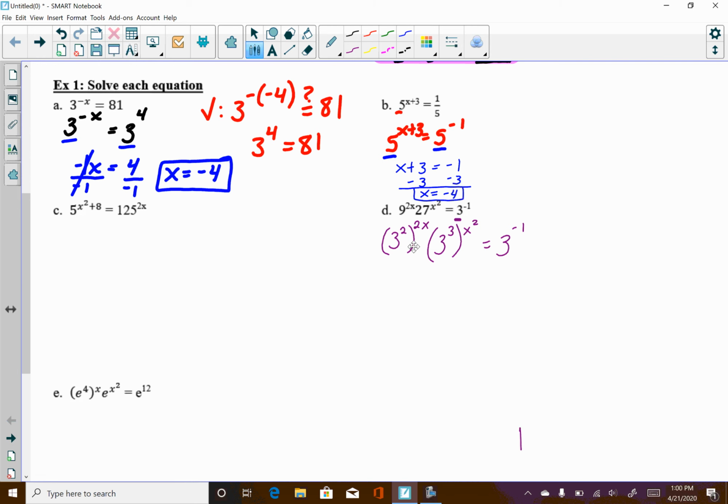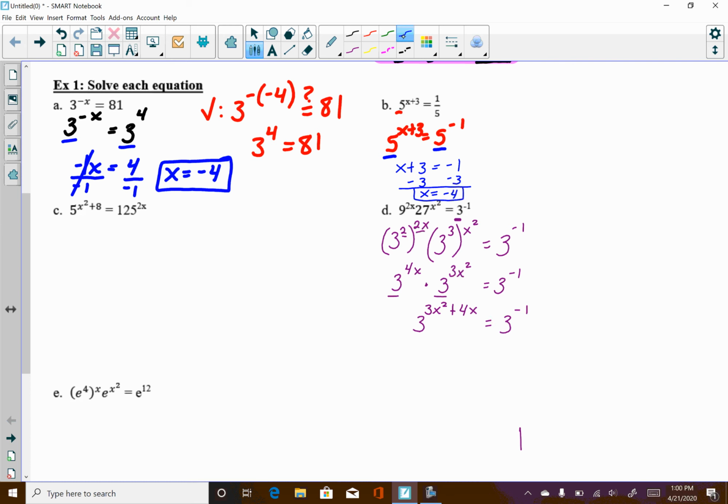Remember from the exponent rules up top, when you raise a power to a power, you multiply. So this would be the same as 3 to the 4x times 3 to the 3x squared equals 3 to the negative 1. Again, I'm still not ready to drop my bases. I need one base equaling the exact same base on the other side. Over here on the left-hand side, I still have 2 bases, so I need to get that down to 1 base. And if you remember, if you have the same base, the rule is when you multiply, you add those exponents. So I'm going to write that as 3 to the 3x squared plus 4x equals 3 to the negative 1.